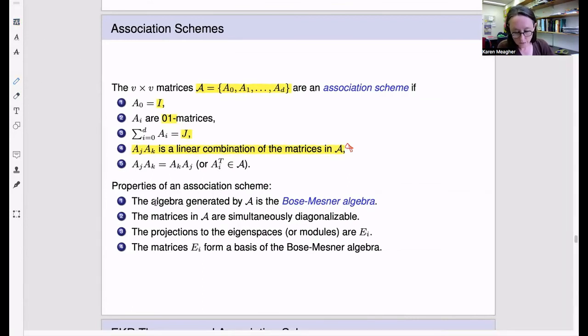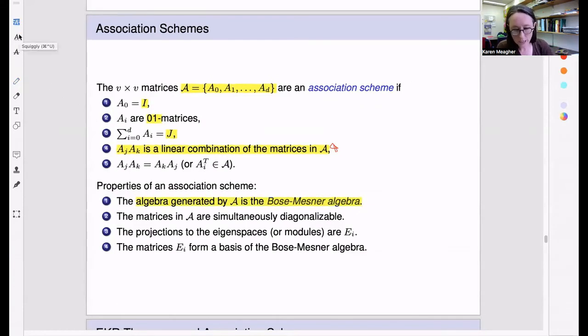Basically, the algebra generated by the matrices is really super nice. It's called the Bose-Mesner algebra, and we can do a lot with it. Yeah, let's just leave it like that. We've got a really great algebra sitting here.